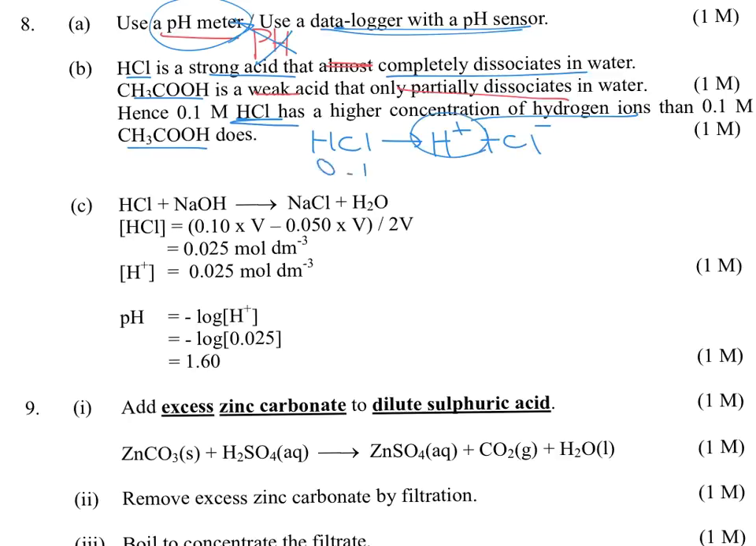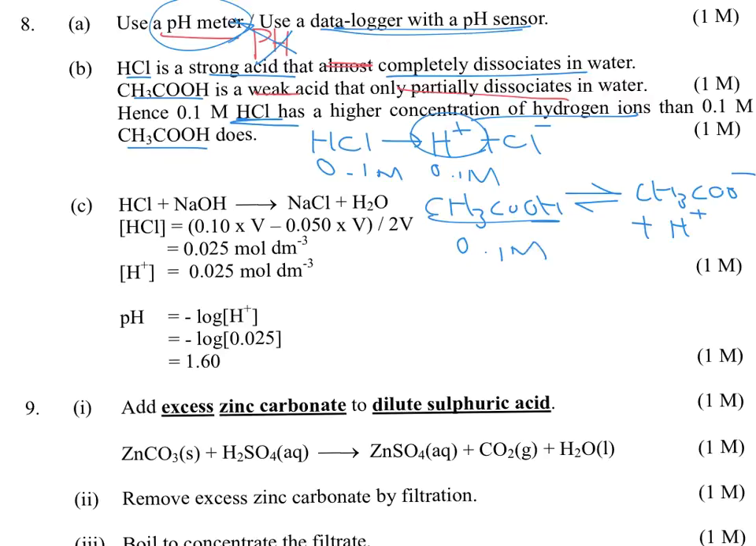If this is 0.1 M, the hydrogen ion will be 0.1 M. However, ethanoic acid is a weak acid. That means a reversible sign, and it forms ethanoate ion and hydrogen ion. Although it's 0.1 M, the hydrogen ion concentration will be smaller than 0.1 M because not all dissociate. That's why the pH value is different. Hydrochloric acid has a lower pH value than ethanoic acid.